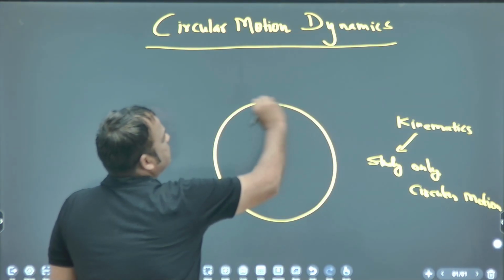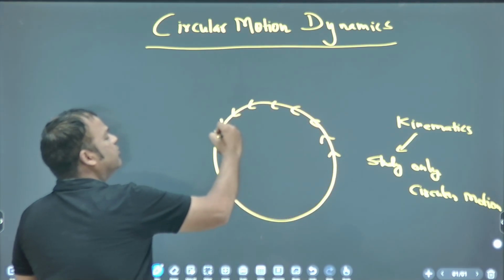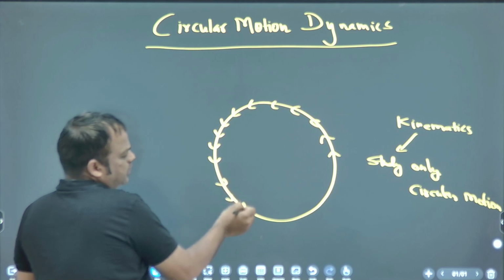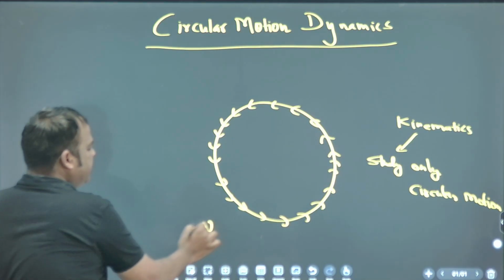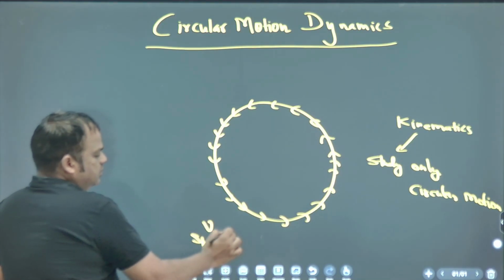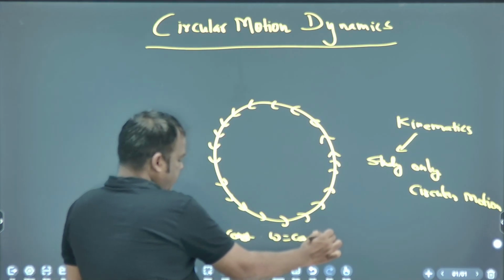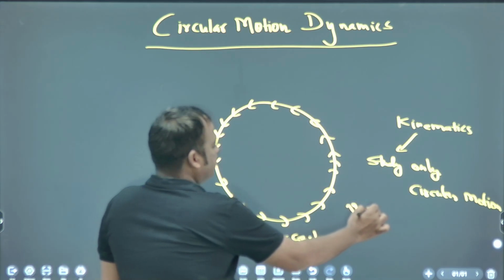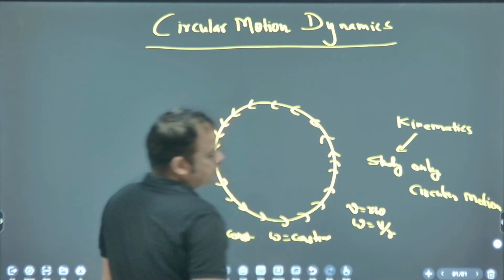Angular speed is there. So suppose a particle is going along this circle with constant speed. What type of motion is that? Uniform circular motion. So speed is constant, so omega is constant. Now what is the relation between speed and omega? V is equal to R omega. Omega is equal to V by R.